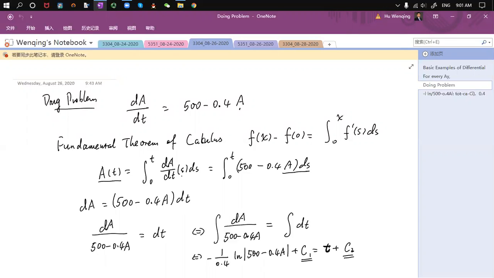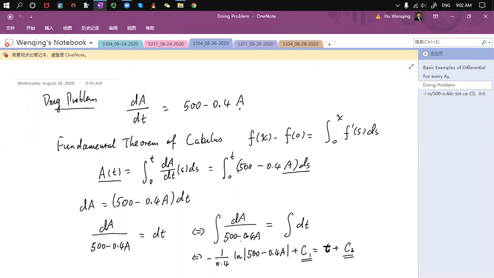In order to integrate a differential equation, one has to change the representation form of the equation. It cannot be something like this, because if you directly integrate, you're going to integrate something that you don't know. In order to overcome this difficulty, we devised a method: you divide 500 minus 0.4 of A to both sides of this equation and separate the variable t from the unknown function A. In this way, you're able to integrate the whole equation.